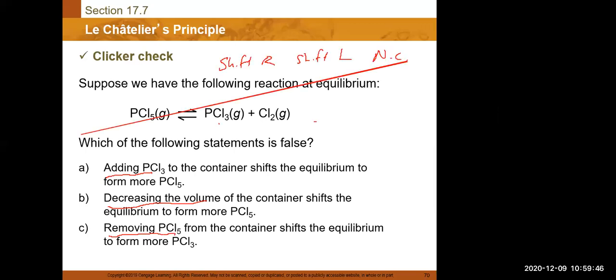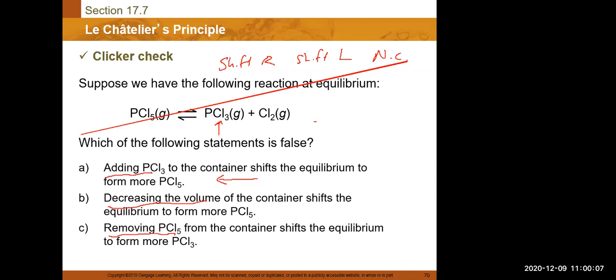That is on the product side, which means it should shift away from that. So it should cause a shift to the left in this particular case. If we added more PCl3, which is a product, it should shift away from it. And again, we should end up getting more reactants in that case.